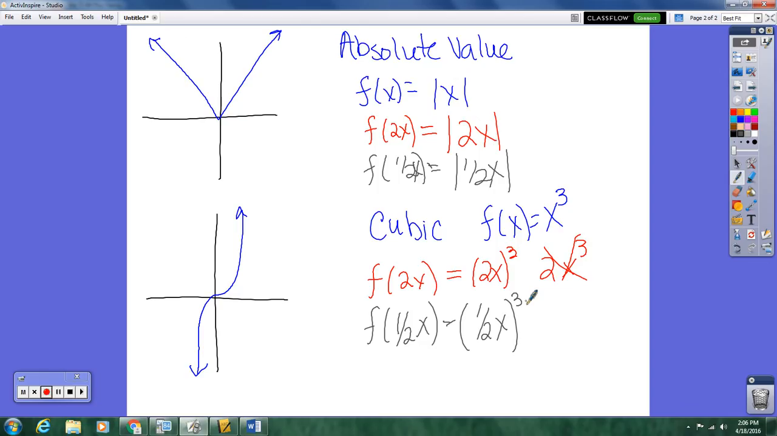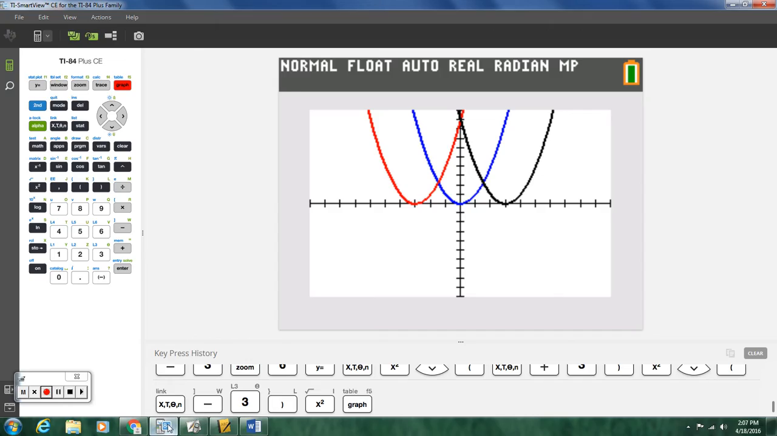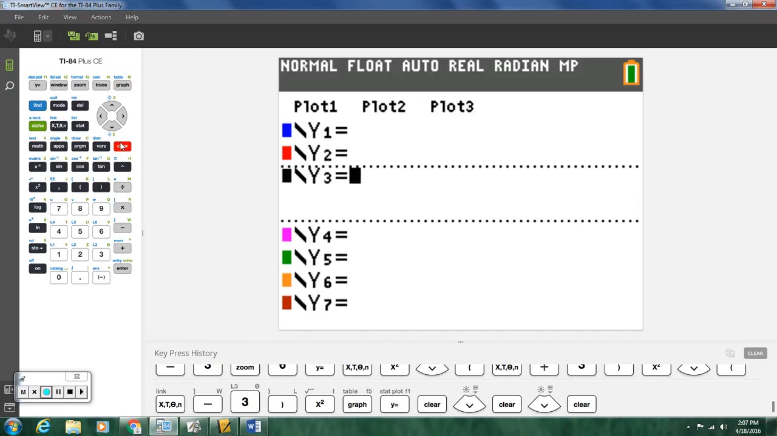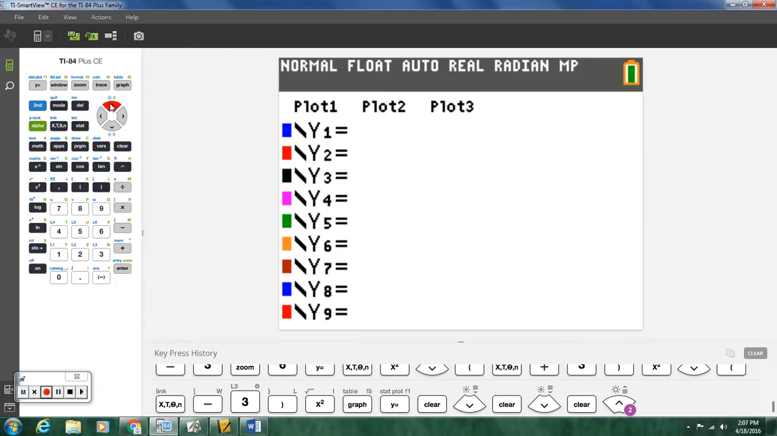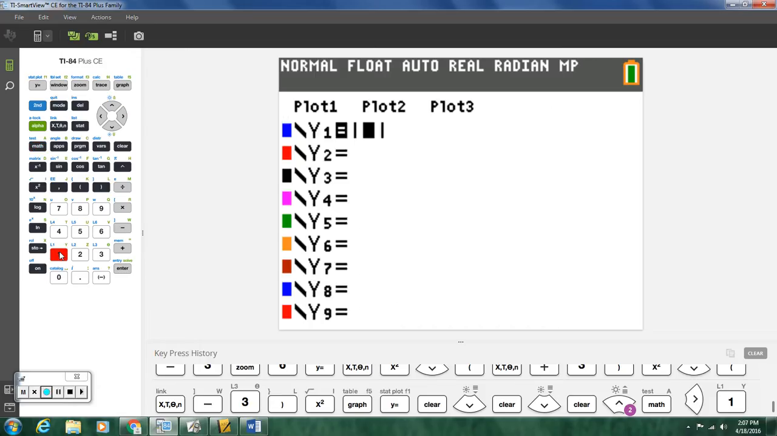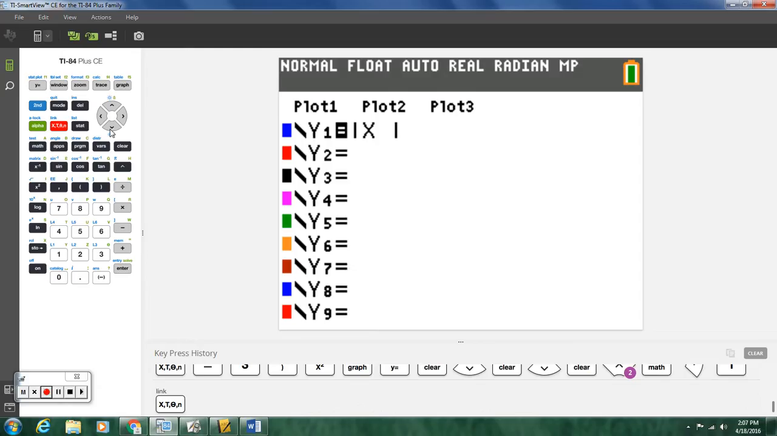So let's go to this absolute value one first. Now, on your calculator, you may remember where absolute value is. You're going to go to math, over to number. It's going to be number 1, ABS. Yours may say ABS instead of having the absolute value bars. So we're going to have absolute value of x. Then we're going to do the absolute value, math number 1, of 2x.